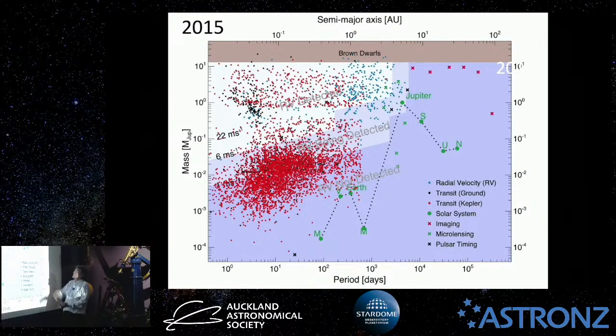But notice also that there are some direct imaging planets up here. That's here. And there's also some microlensing here, here, here. And then there are some pulsar timings. That's right here. And anyway, these are very different techniques to detect these planets. They're all over the place. This is period versus mass.